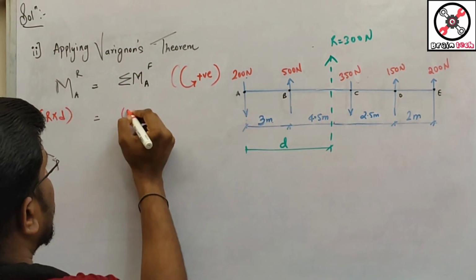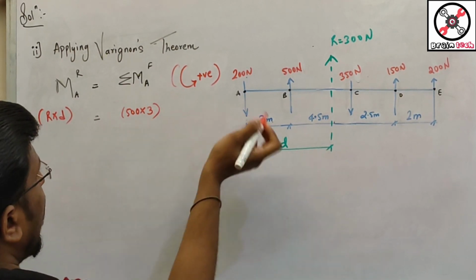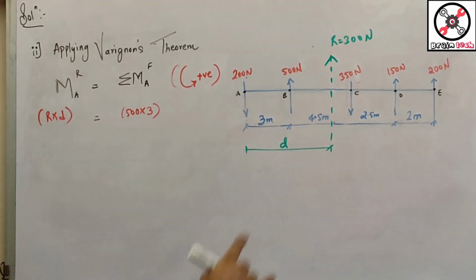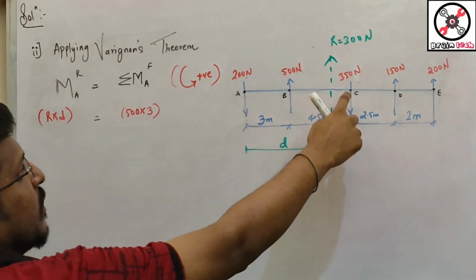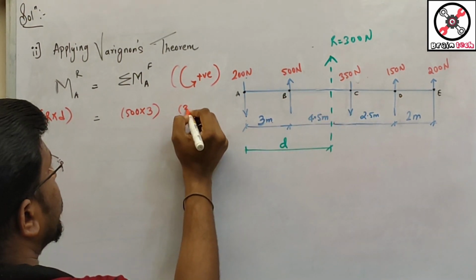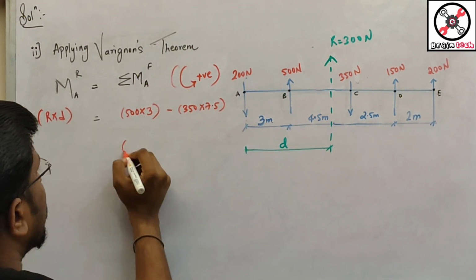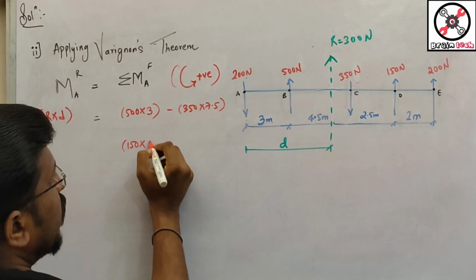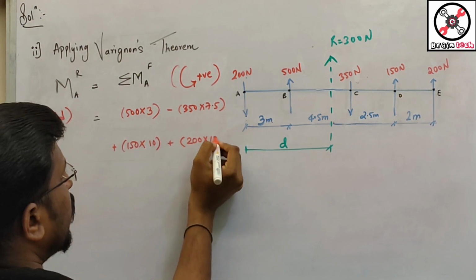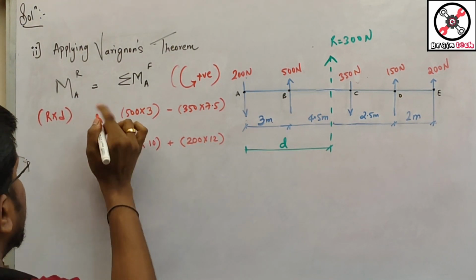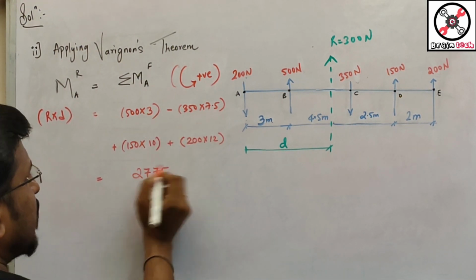For B it is 500 into 3, with respect to A you have to see, and it is positive because it is going anti-clockwise. Next is 350. You don't have to take the resultant, as the resultant is already accounted for here. 350 into 7.5, and that is negative. Then 150 into 10, positive. Positive again 200 into 12. Now when you calculate the whole value, you'll get something around 2775.